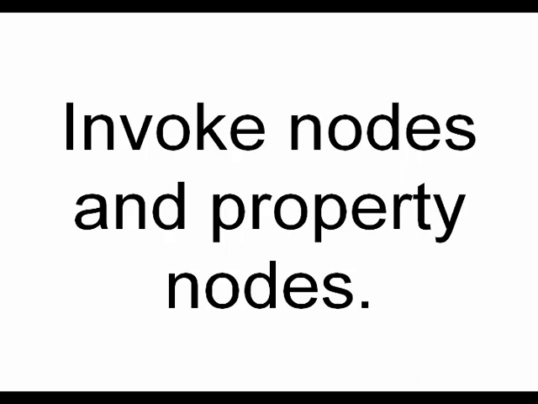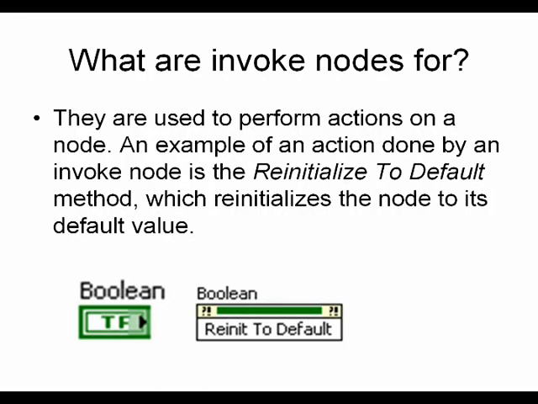Today's tutorial will be about invoke nodes and property nodes. Invoke nodes are used to perform actions on a node. An example of an action done by an invoke node is the reinitialize to default method, which will initialize the node to its default value.